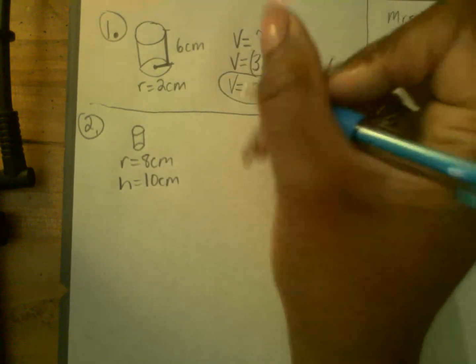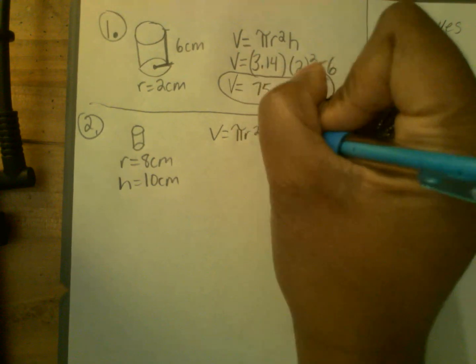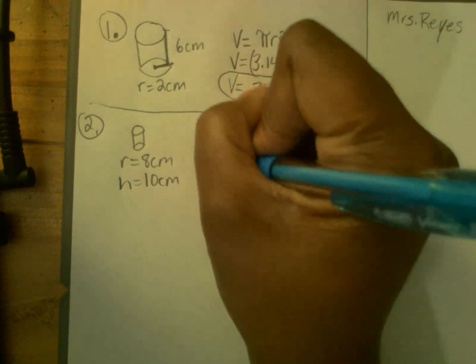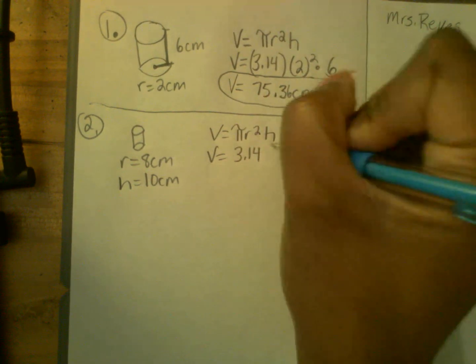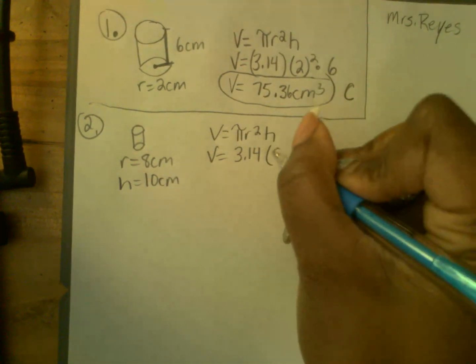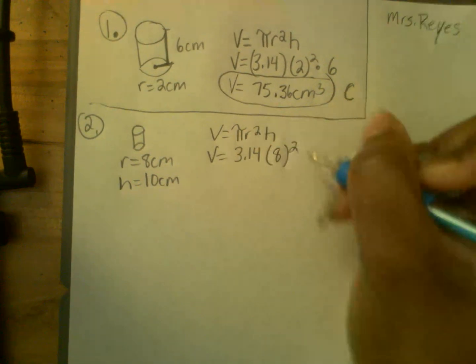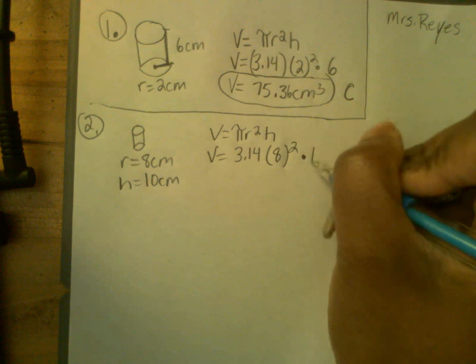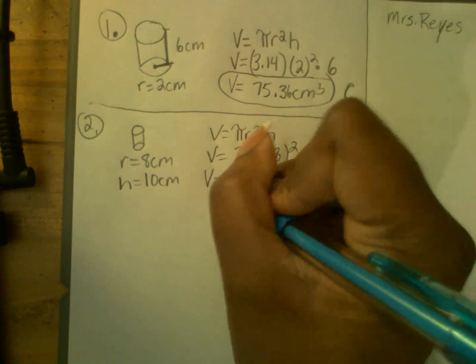So again, volume is equal to pi r squared times the height. So we got 3.14 times the radius, which is 8 centimeters. So 8 centimeters squared times a height of 10. Okay, so now let's type this in to see what we get.